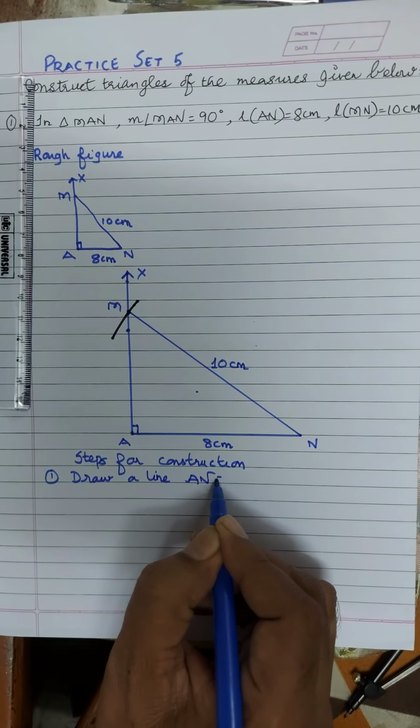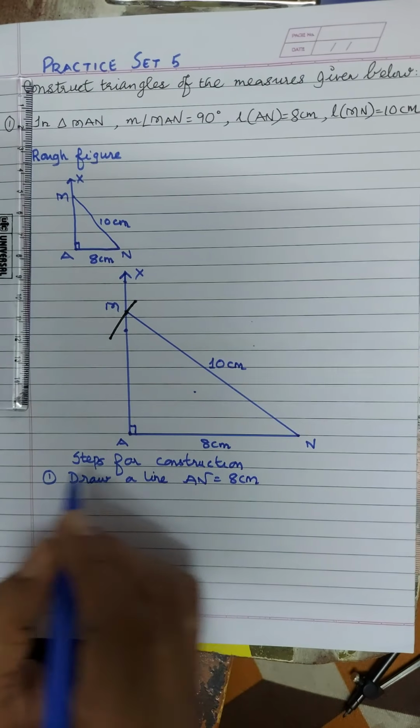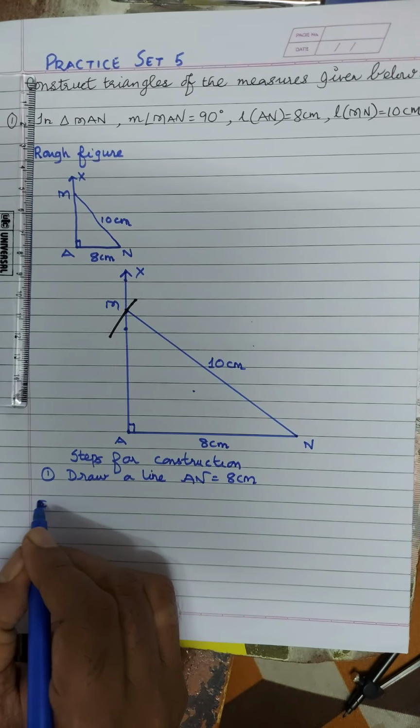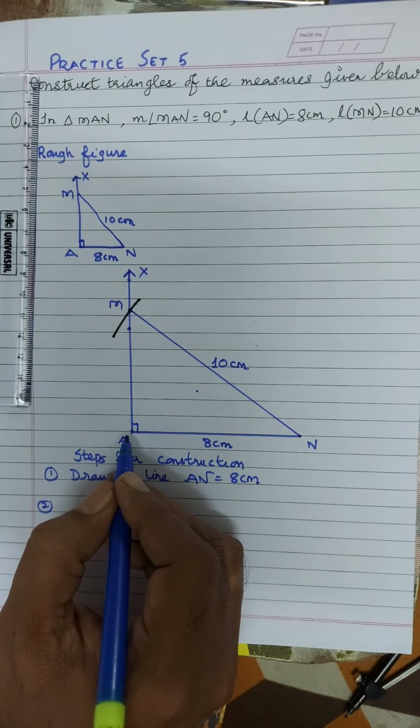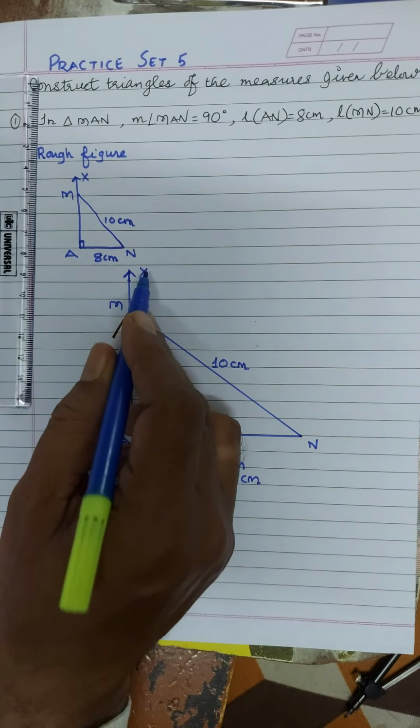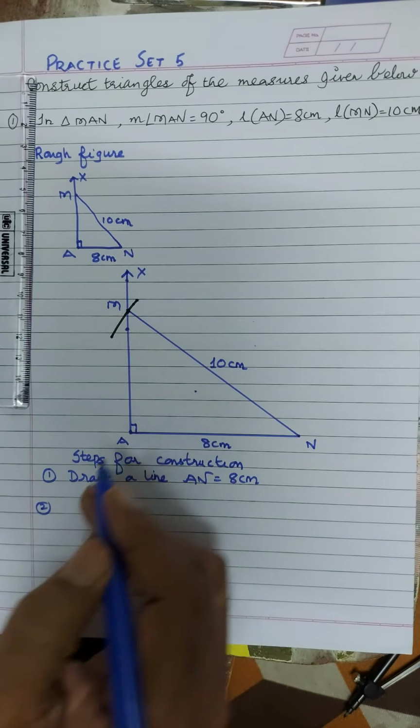AN is equal to 8 centimeter. Okay, now second point, with A as a center, draw an angle XAN of 90 degree.